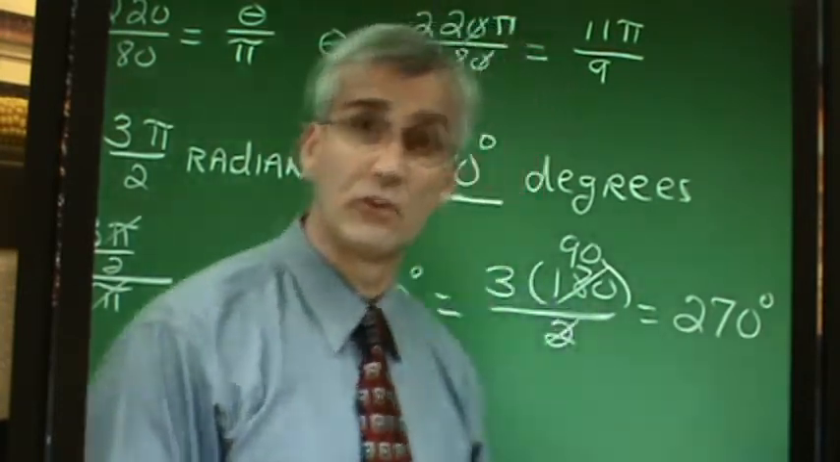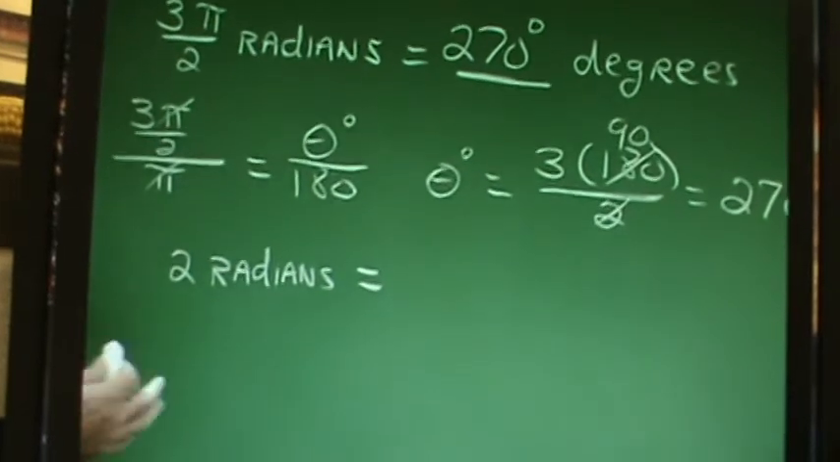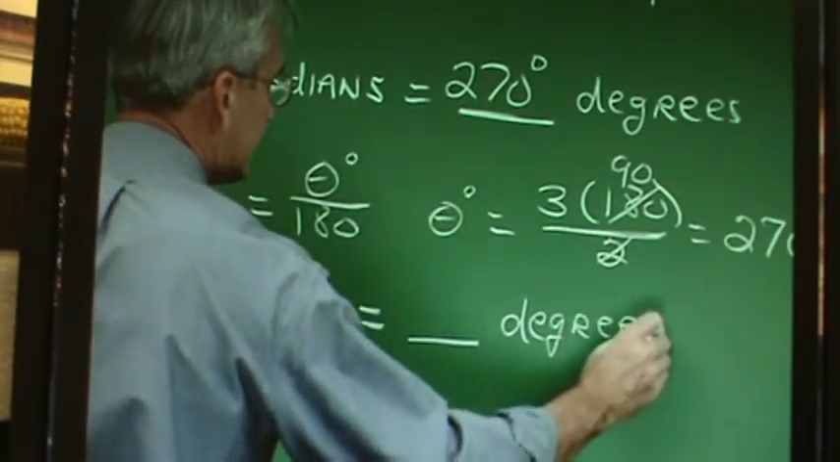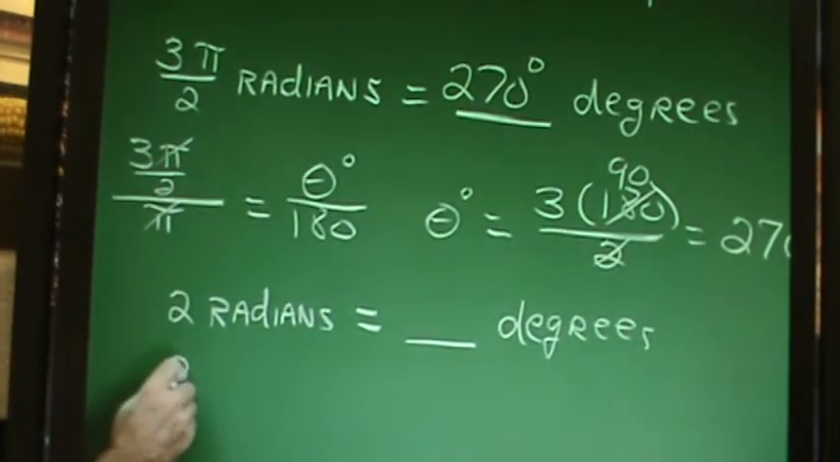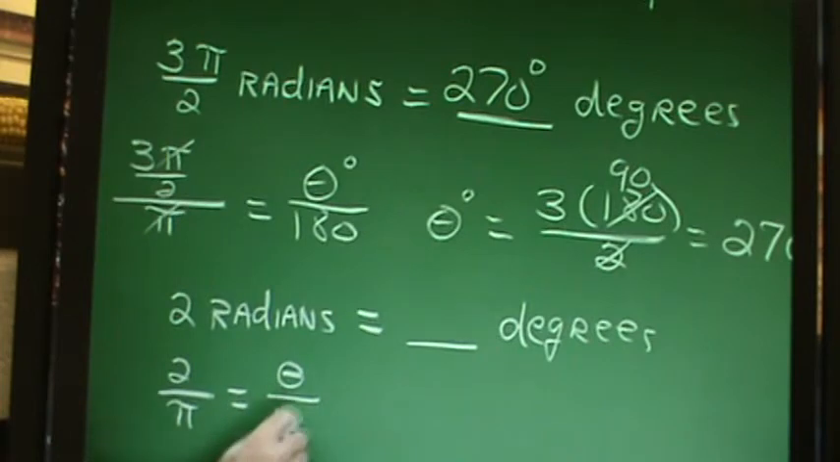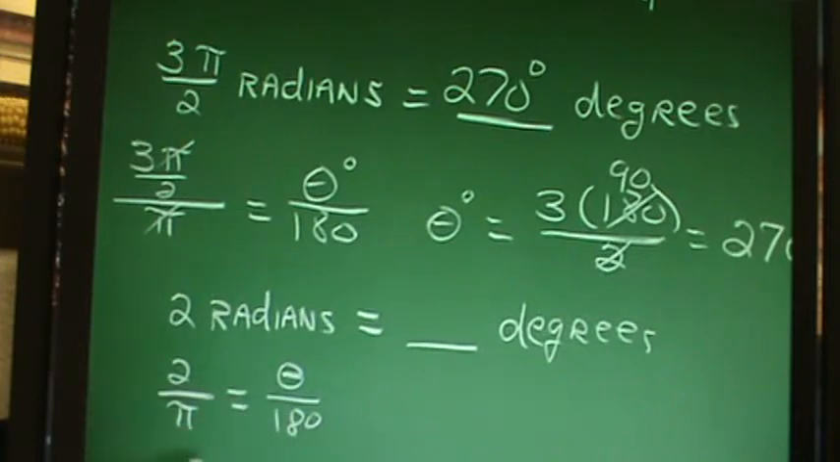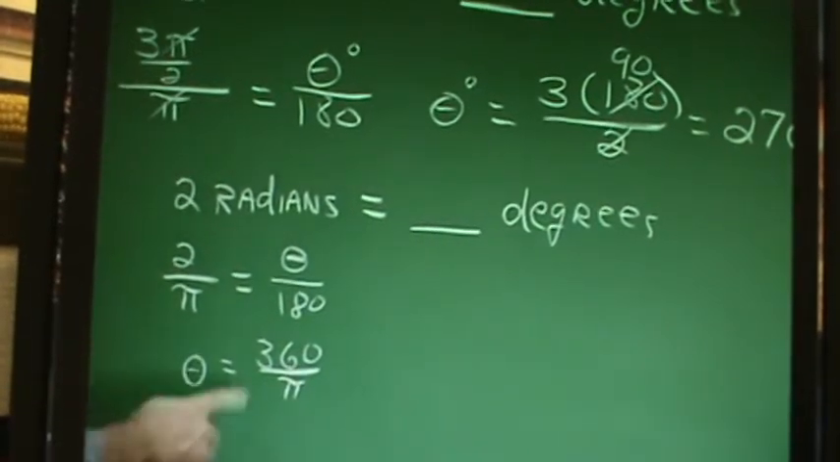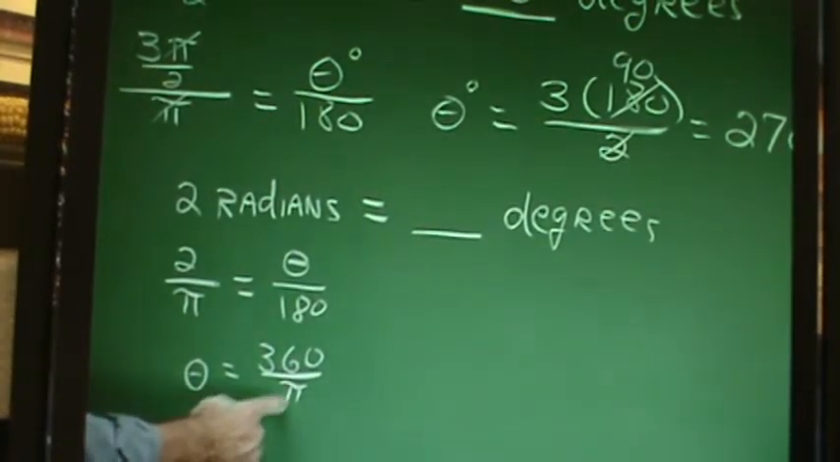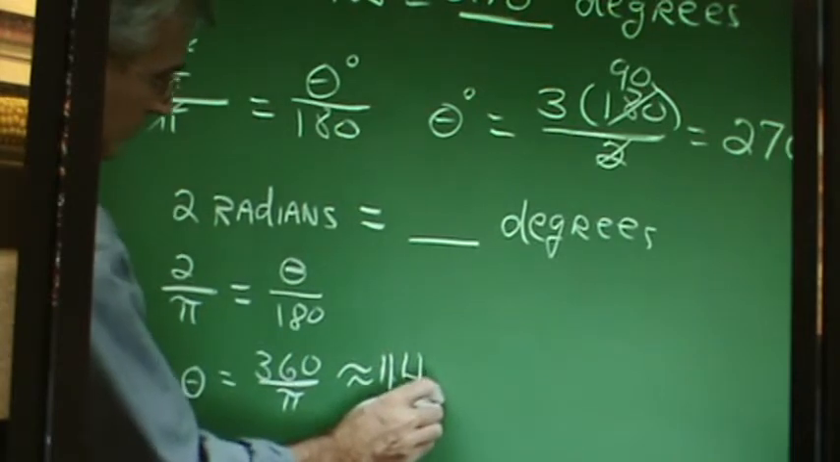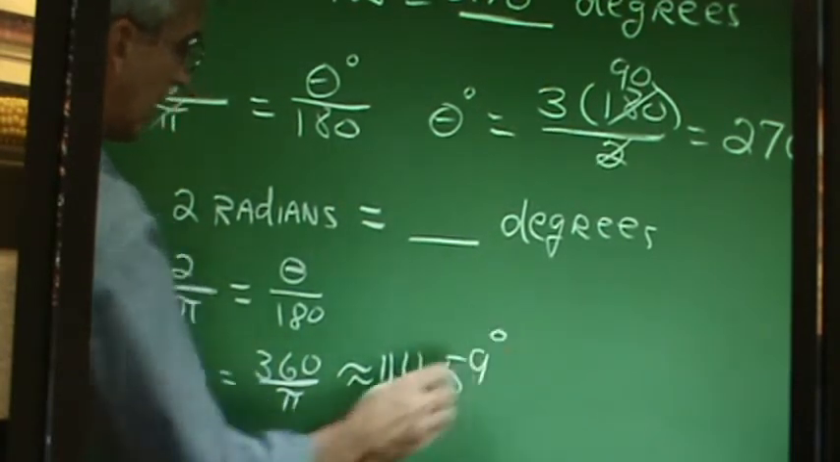Let's approximate the number of degrees in 2 radians. Well, again, we use the same idea. Now we want the number of degrees here. So it's 2 radians corresponds with pi in the same way as theta in degrees corresponds with 180. So let's see, multiply by 180 on both sides. Gee, theta turns out to be 360 over pi. That's 360 divided by some approximation here. Using the calculator, we find that this is approximately 114.59 degrees.